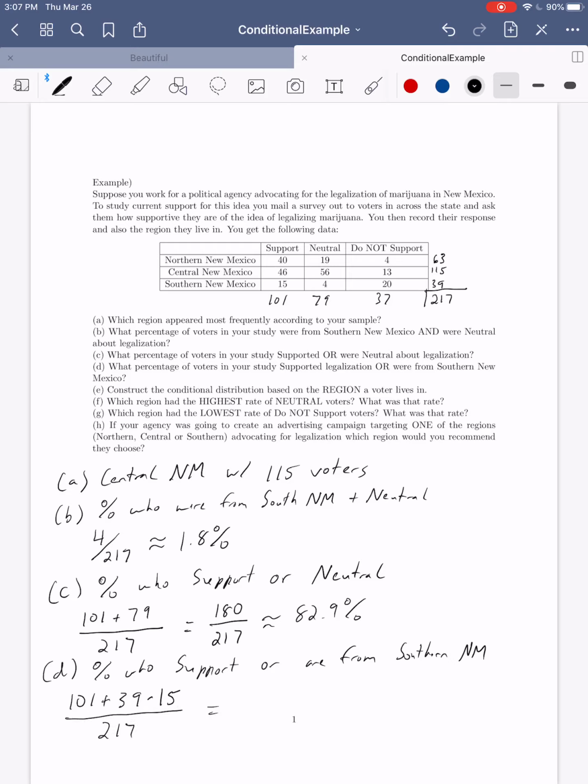That is 101 plus 39 minus 15 up top, which looks like 125 out of 217. And then if we write that as a percentage, 125 divided by 217, looks like we should get 57.6%. So what we're saying there is 57.6% of our sample were people who either supported the idea of legalization or happened to be from southern New Mexico.